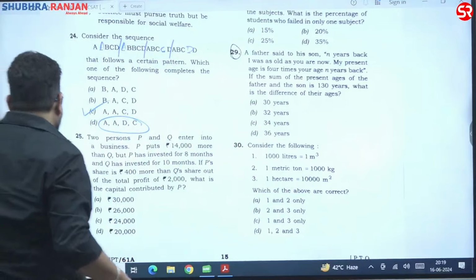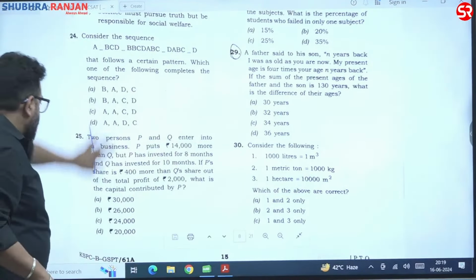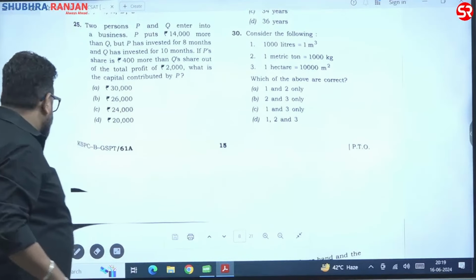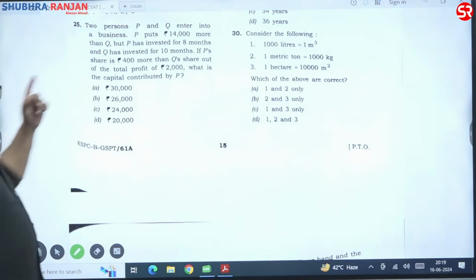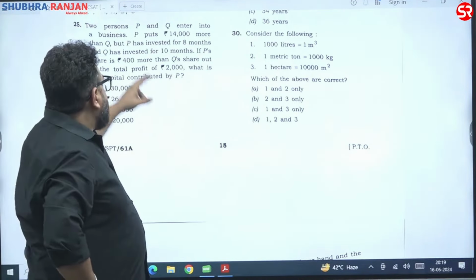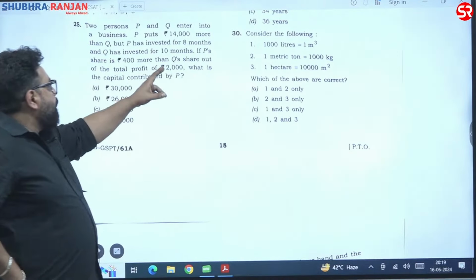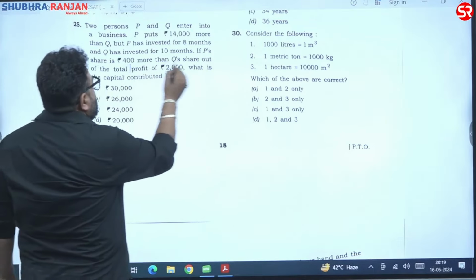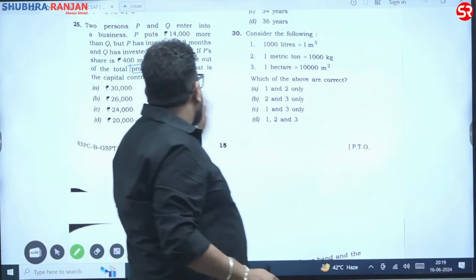Then basic partnership. He says two people, person P and Q enter into a business. P puts 14,000 more than Q, but P has invested 8 months and Q has invested 10 months. P's share is 400 more than Q's share out of the total profit. So total profit is given to you as 2,000. He says, what is the capital contribution of P?